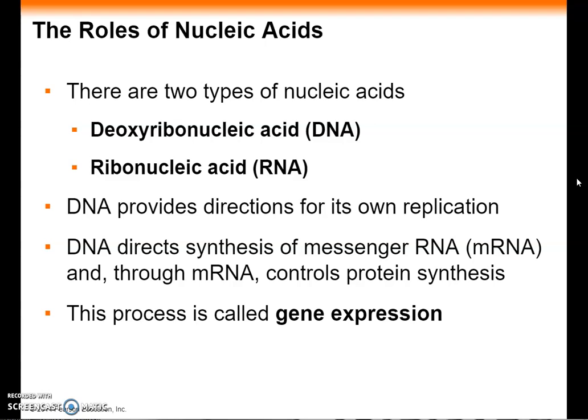The two types of nucleic acids are ribonucleic acid, or RNA, and deoxyribonucleic acid, or DNA. RNA and DNA are the molecules that enable living organisms to reproduce their complex components from generation to generation. DNA provides directions for its own replication. DNA also directs RNA synthesis and, through RNA, controls protein synthesis. This entire process is called gene expression. We will cover gene expression later on in a further chapter.